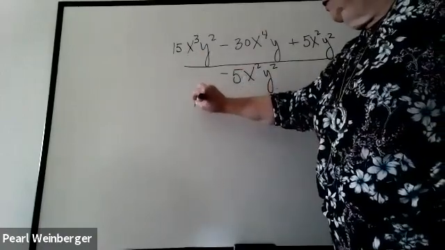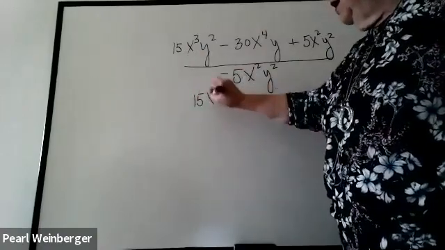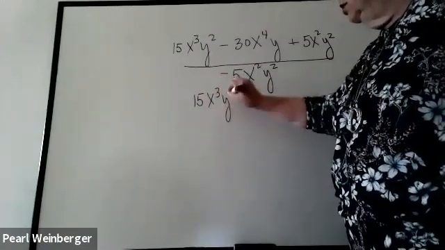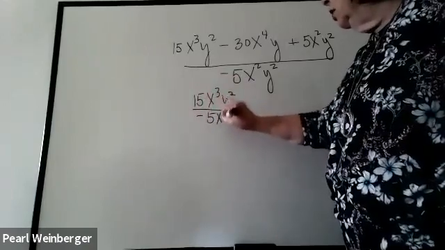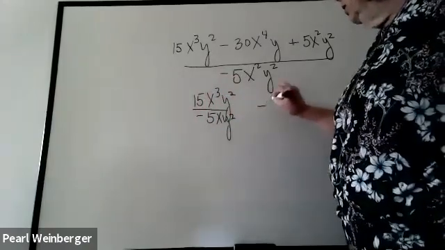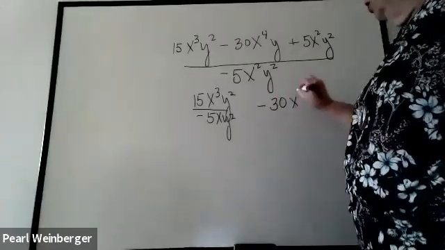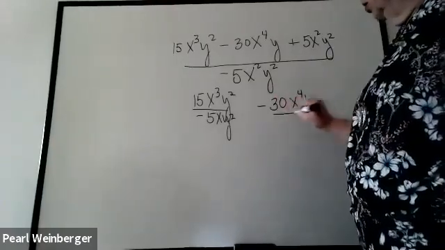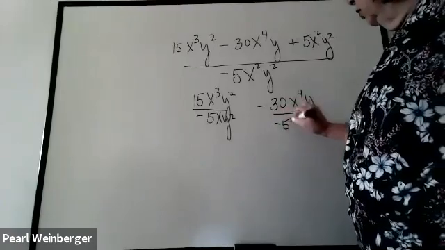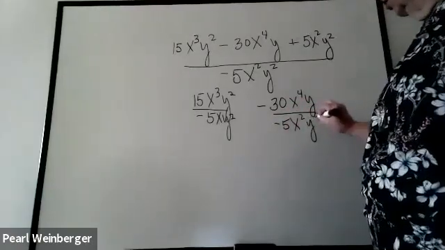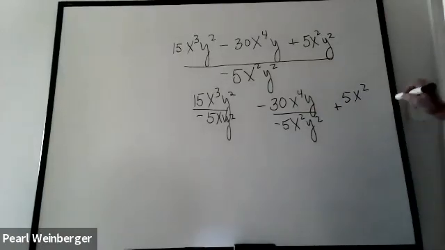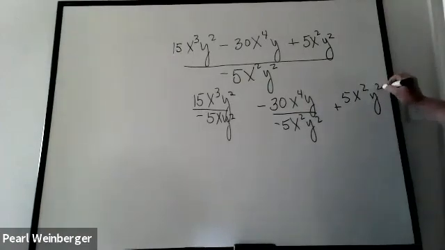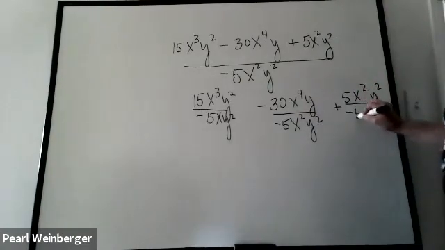In other words, we'll put the 15x cubed y squared over the negative 5x squared y squared, minus the 30x fourth y over the negative 5x squared y squared, plus the 5x squared y squared over the negative 5x squared y squared.